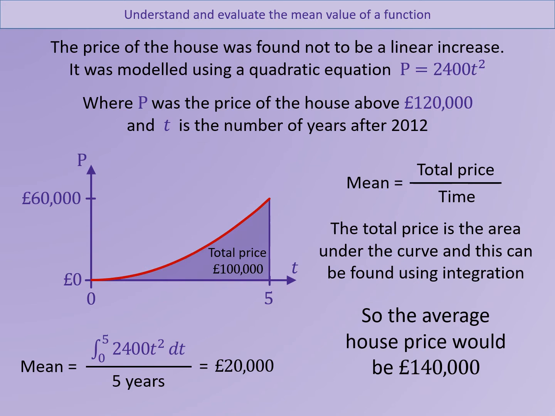This makes sense as it's slightly less than the average price when we were assuming it was linear, because of the shape that we are modelling the price of the house with. We can see that it starts off quite low and then increases later on. So the average value over those 5 years will be slightly lower than if it had been a straight line.